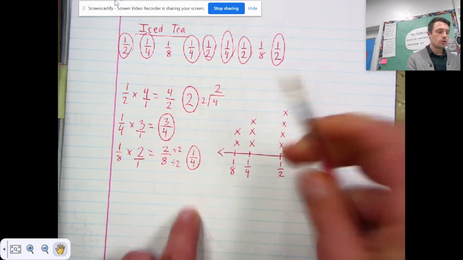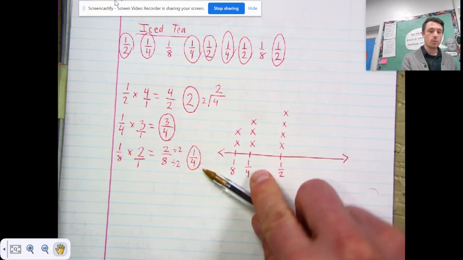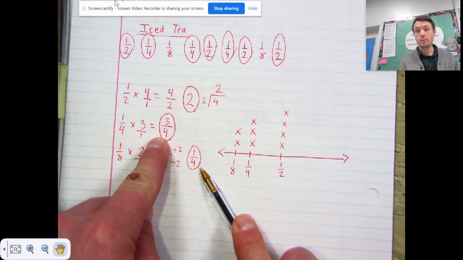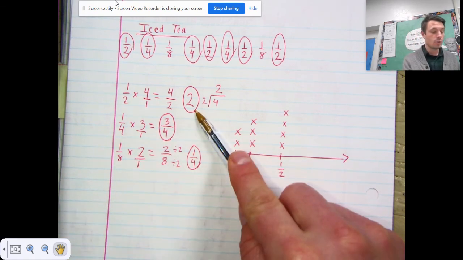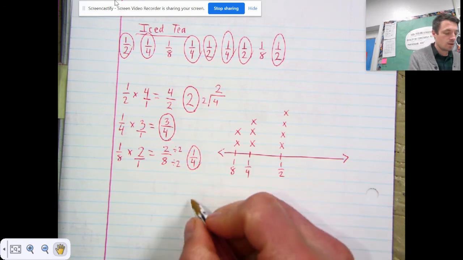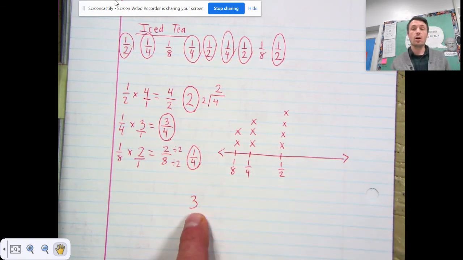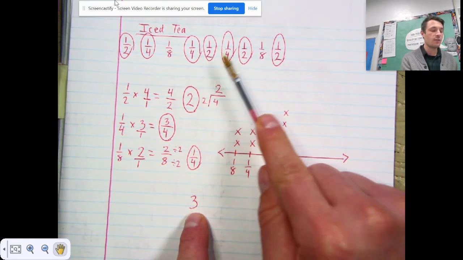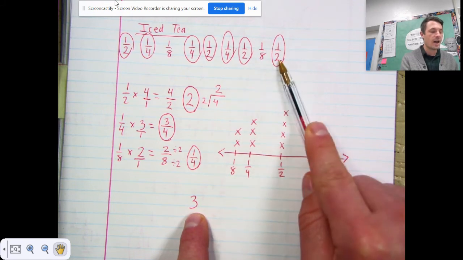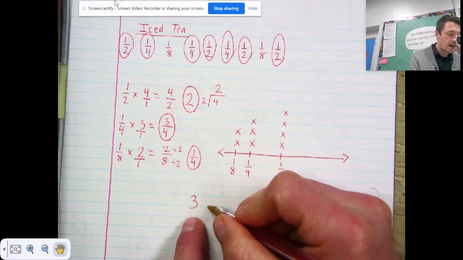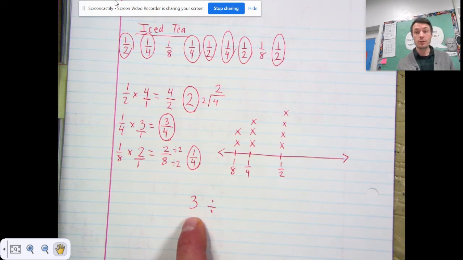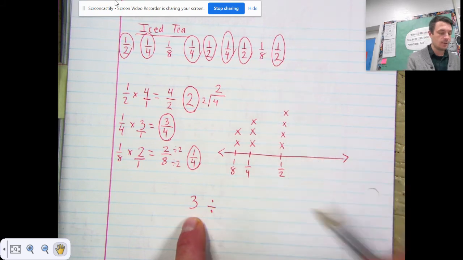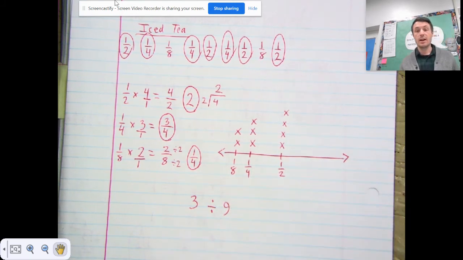Now we have 2 plus 3/4 plus 1/4. 3/4 plus 1/4 will be 4/4, which equals 1. And 2 plus 1 equals 3. So the total fractions all added together, 1/2 plus 1/4 plus 1/8 plus 1/4 plus 1/2 plus 1/4 plus 1/2 plus 1/8 plus 1/2 is 3. We divide that by the total number of fractions, and that's 1, 2, 3, 4, 5, 6, 7, 8, 9. Now we have 3 divided by 9.